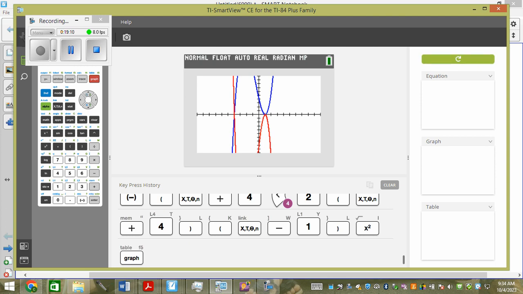Transformation-wise. It reflected on the what? X-axis. It's reflecting in the x-axis because we have that -1 in front, correct? And our y-intercept now is -8.